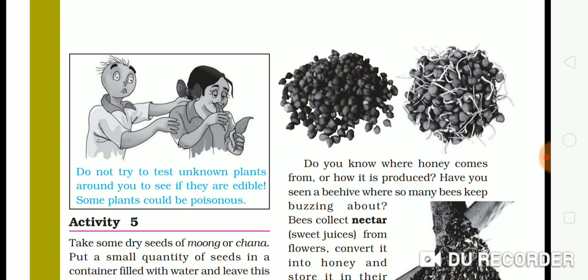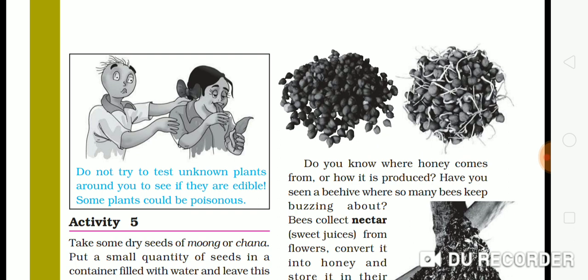These white structures come out from the seed, and now these seeds are called sprouted seeds, and this process is called sprouting. It involves soaking the seeds, draining the water, and leaving them till they germinate. Do you know these sprouts can be eaten raw as salads or cooked? These sprouted seeds are very nutritious. They are very healthy.